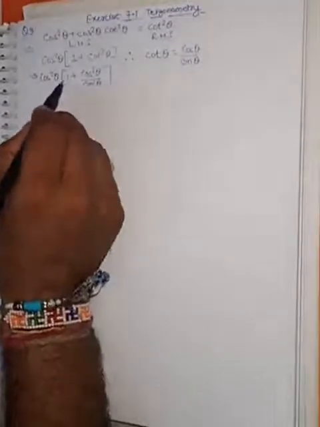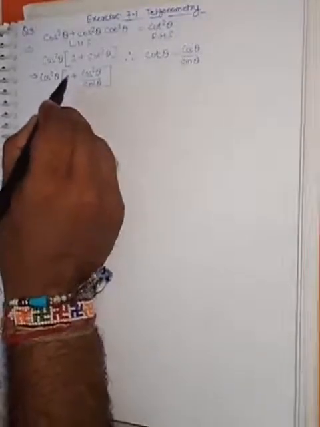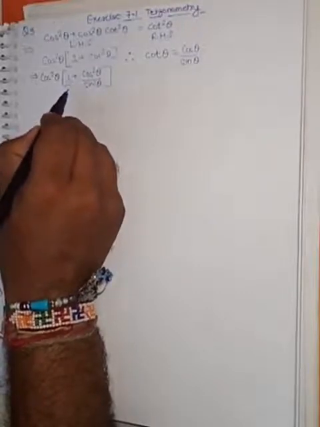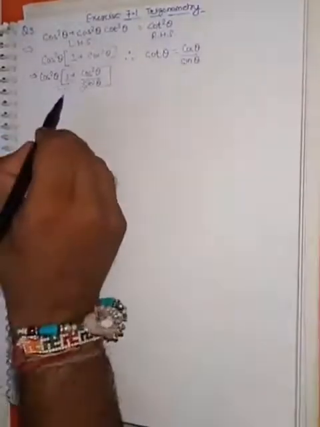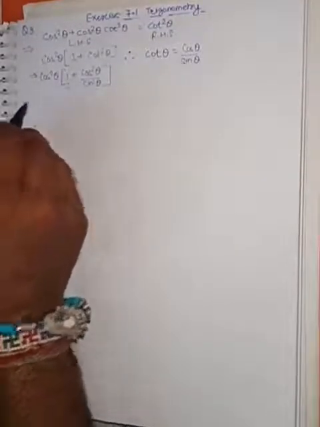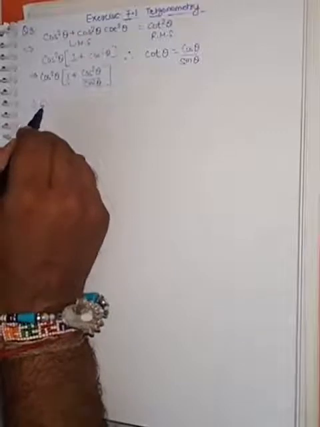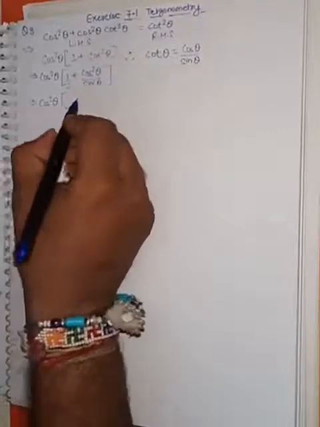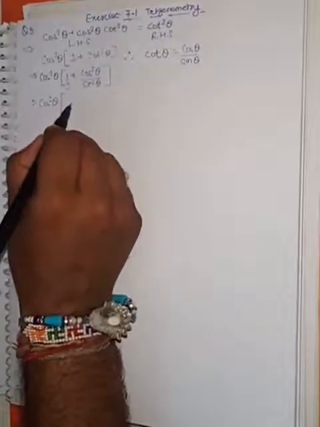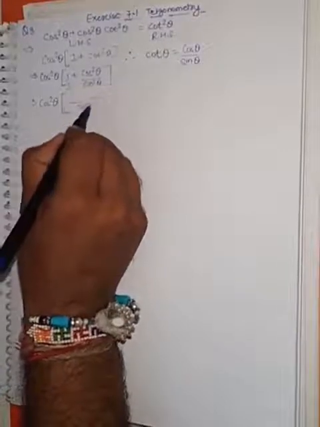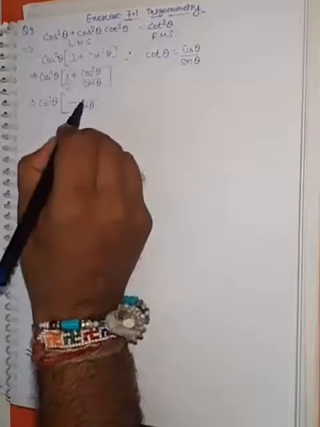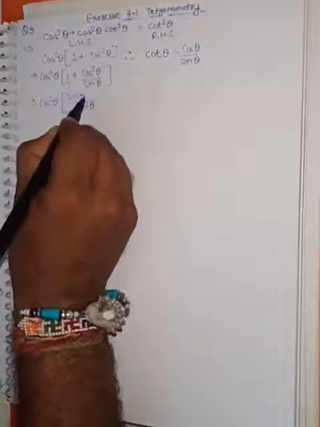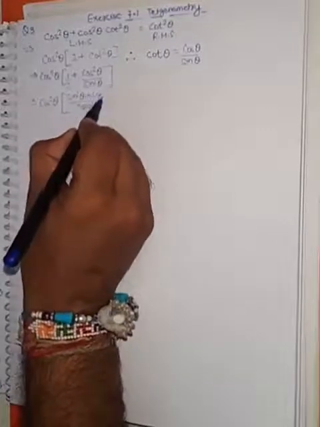Now here we will take an LCM. Here the value is 1, we can write it as 1 upon 1, so in the denominator we can write 1, that will not affect it. So cos square theta bracket, here what LCM will come? Sine square theta. Then what will we write in the numerator? Here it is sine square theta plus cos square theta.